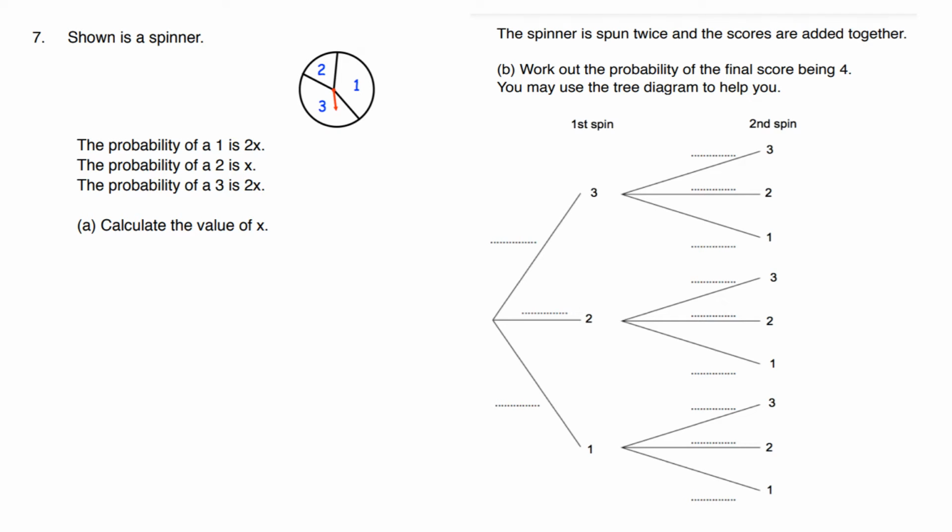Shown is a spinner. The probability of a 1 is 2x, the probability of a 2 is x, and the probability of a 3 is 2x. Calculate the value of x.